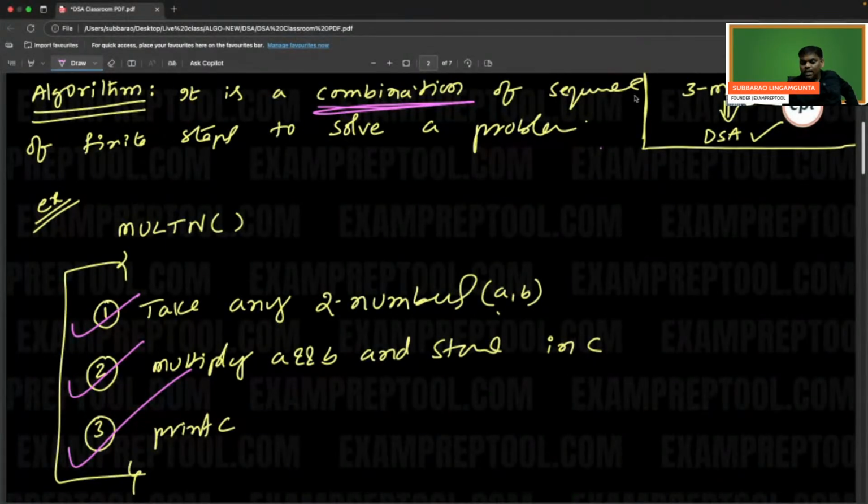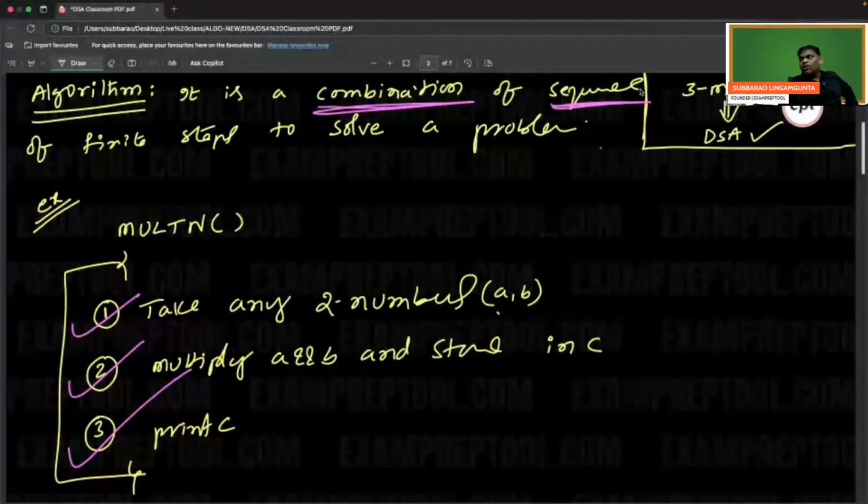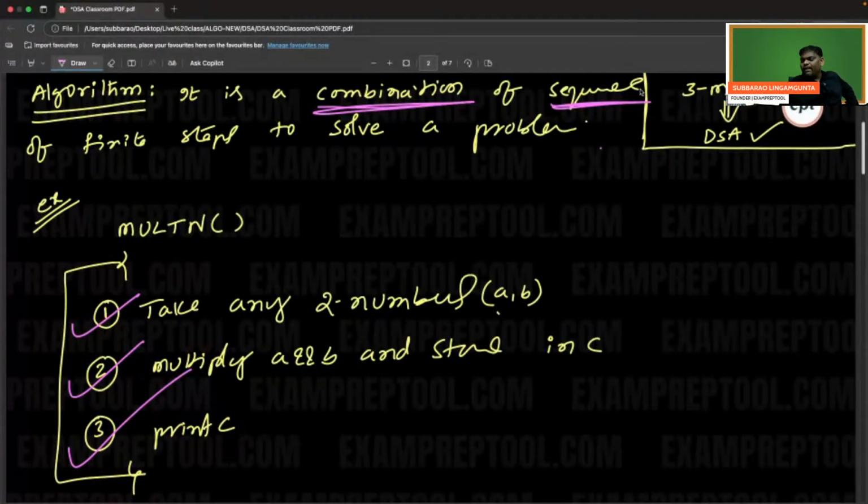And one more thing, the sequence. If you want, you can check: 1, 2, I cannot spare. Multiply A and B, store in C. Next one, take any 2 numbers. There is no meaning. 1, 2, you cannot spare. 2, 3, you cannot spare. 1, 3, you cannot spare. Mostly sequence is important. On 1 or 2 occasions maybe you can spare, but mostly 90% or 99% you cannot. It is a combination of a sequence of finite steps. In this algorithm, only 3 steps are there.